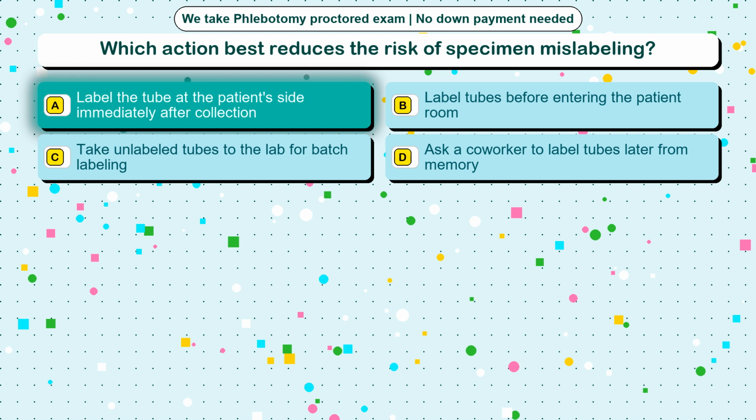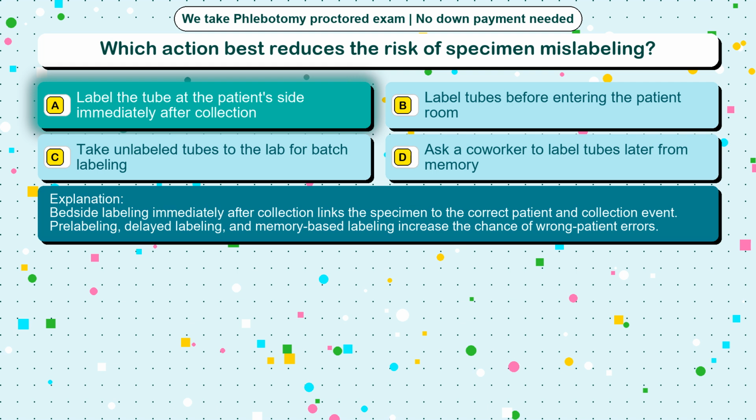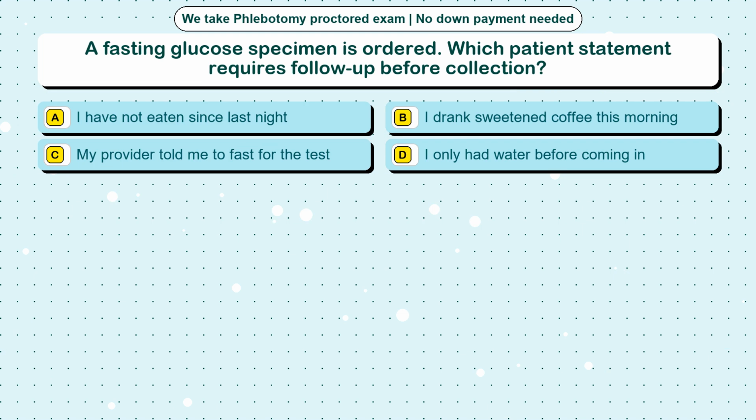Label the tube at the patient's side immediately after collection. Bedside labeling immediately after collection links the specimen to the correct patient and collection event. Pre-labeling, delayed labeling, and memory-based labeling increase the chance of wrong patient errors. Question 46.